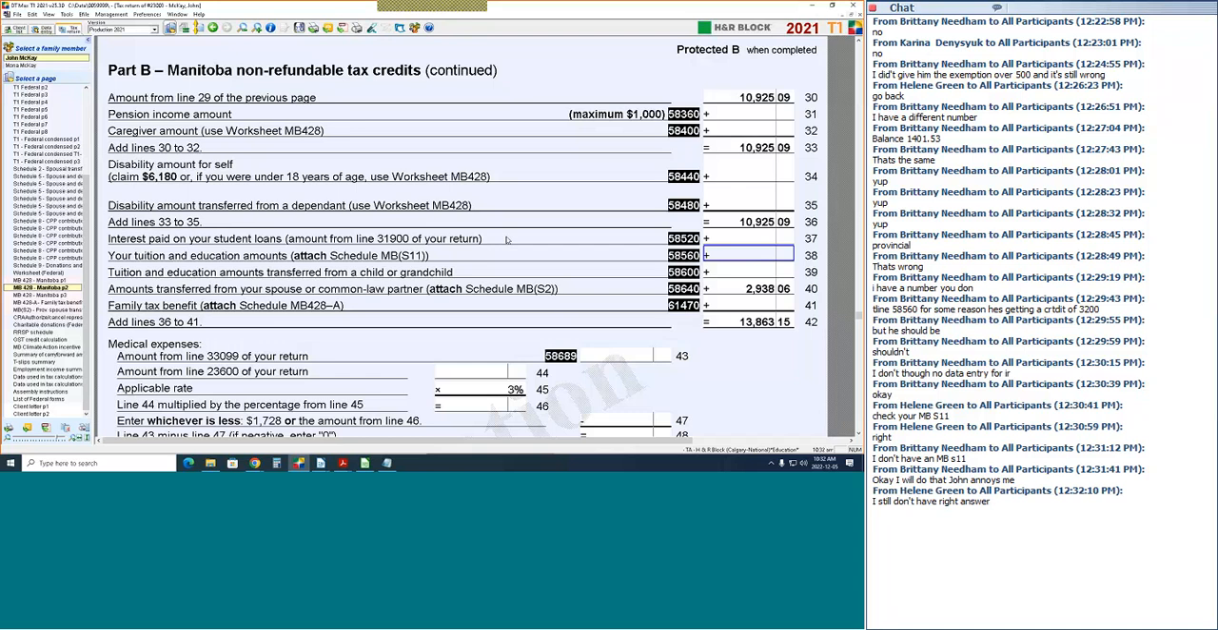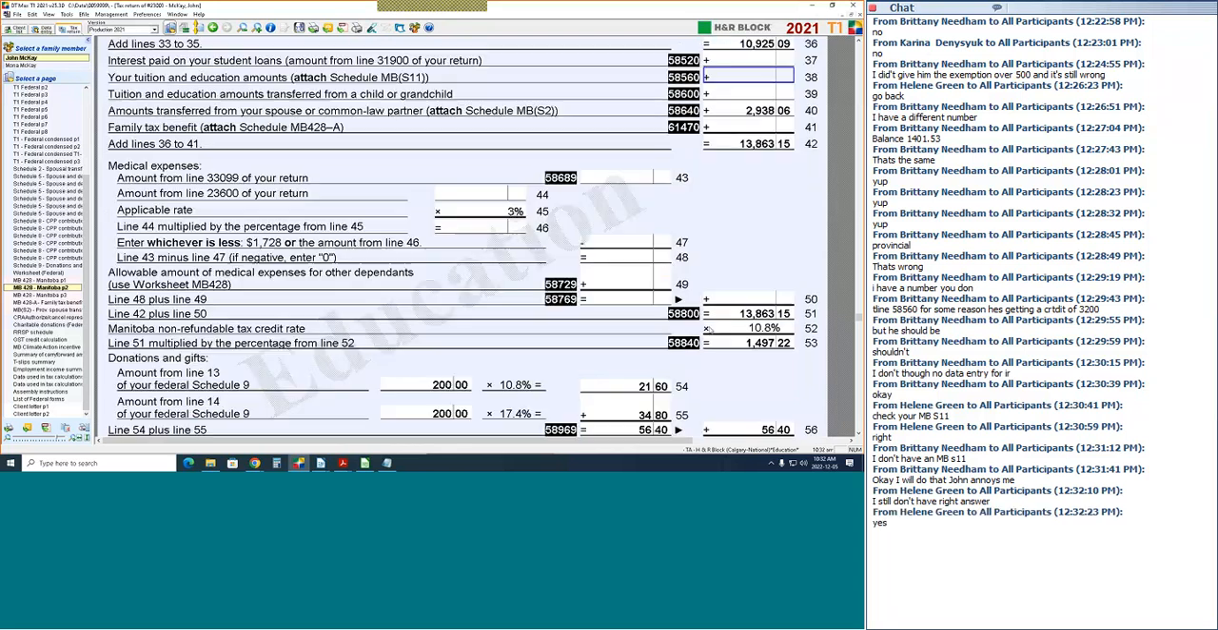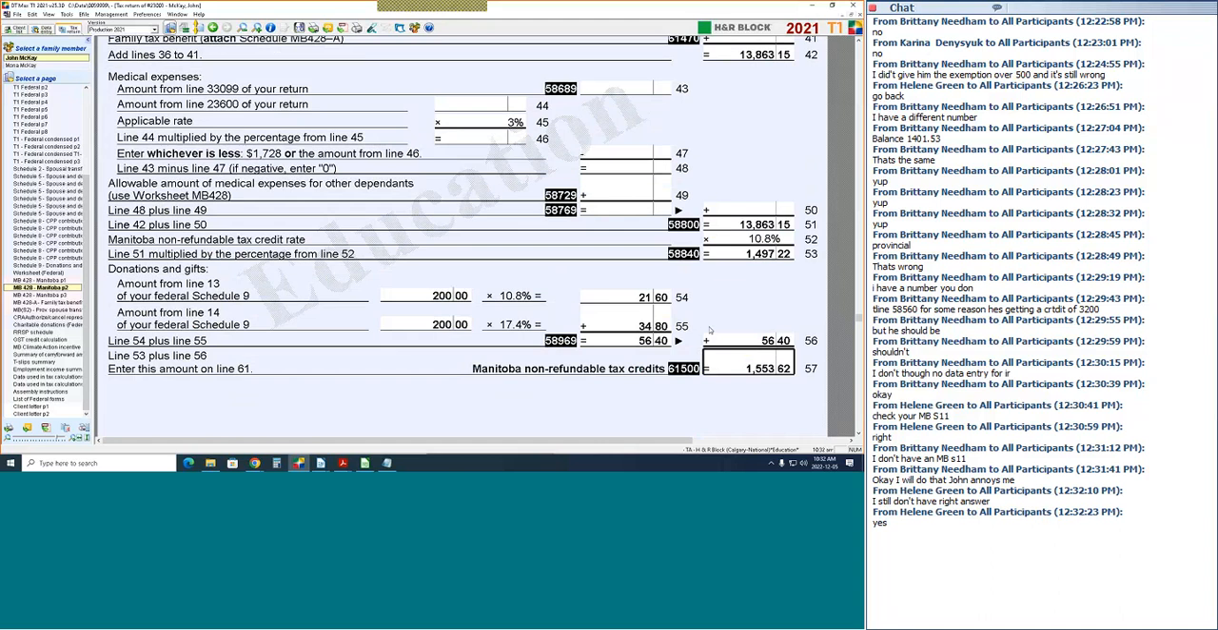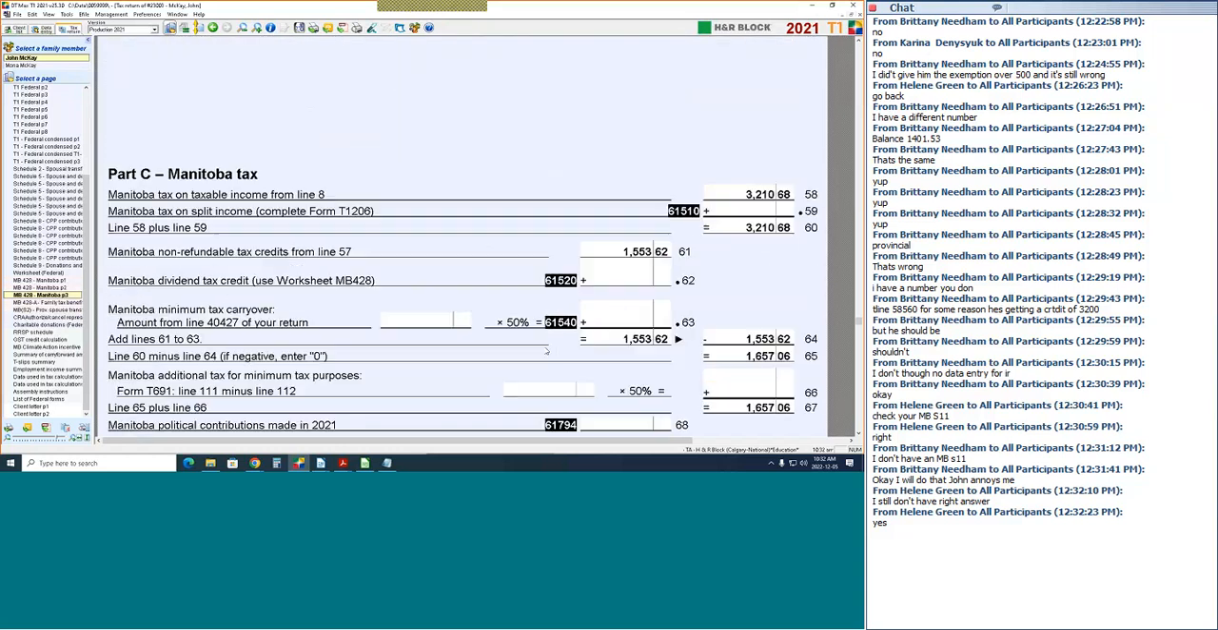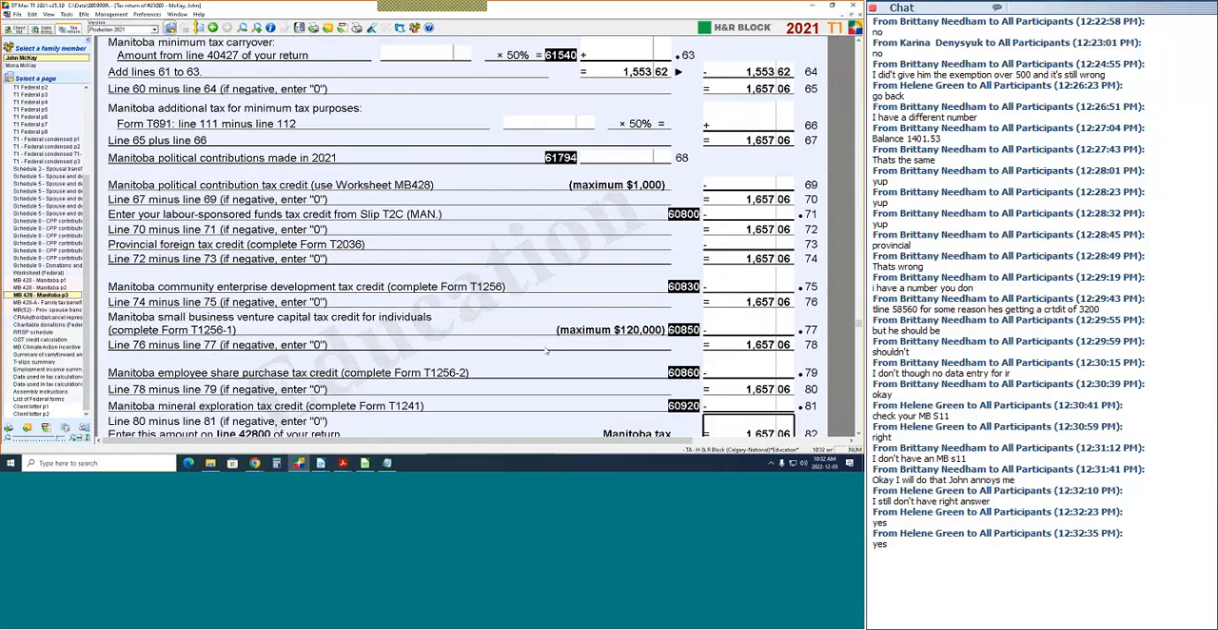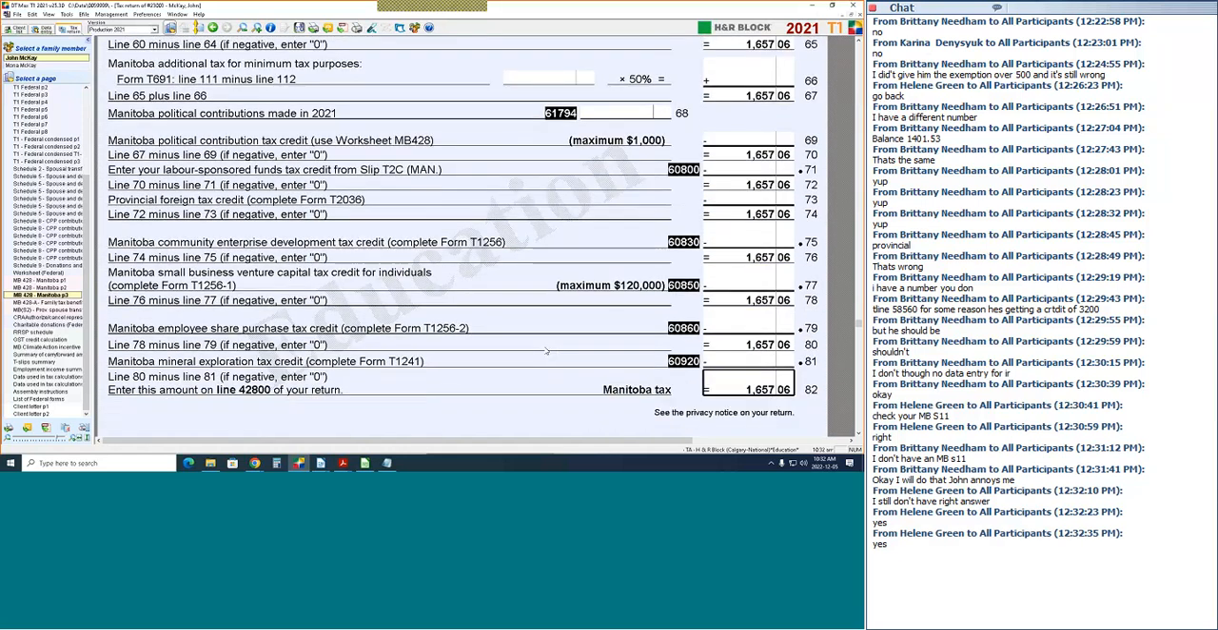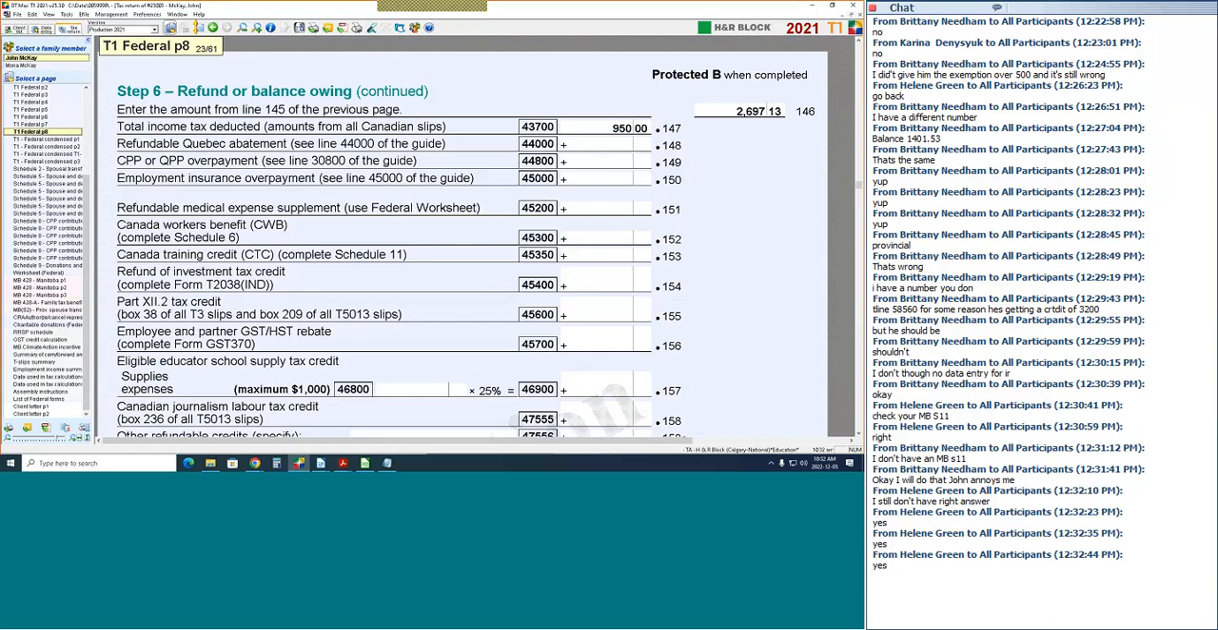Okay, so Helene, you don't have the right answer. Do you have the same amount transferred from spouse that I have, the 293,806? Okay, then we're going to keep going down. You should have donations of $56.40 provincially. Going to keep going down. Do you have 165706? Okay, so that's going to take us to total income tax deducted. Did you remember to put in 950?